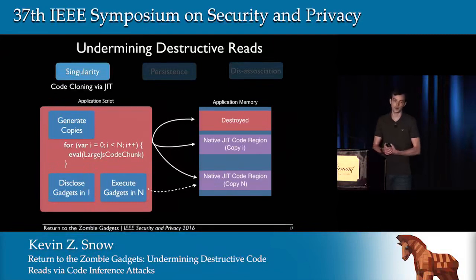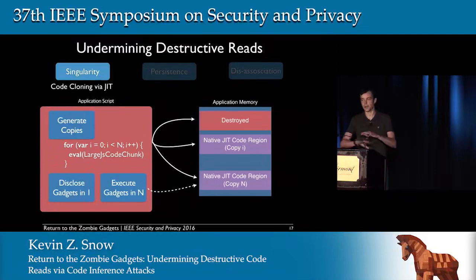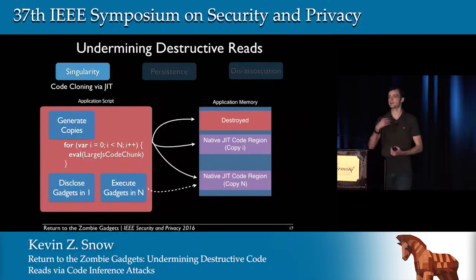If you think about all of the browsers, they all have JavaScript engines in them, and I think all of the browsers these days have just-in-time compilation engines. So what we did is we generated a large random bit of JavaScript, and we evaluated it several times in a loop.